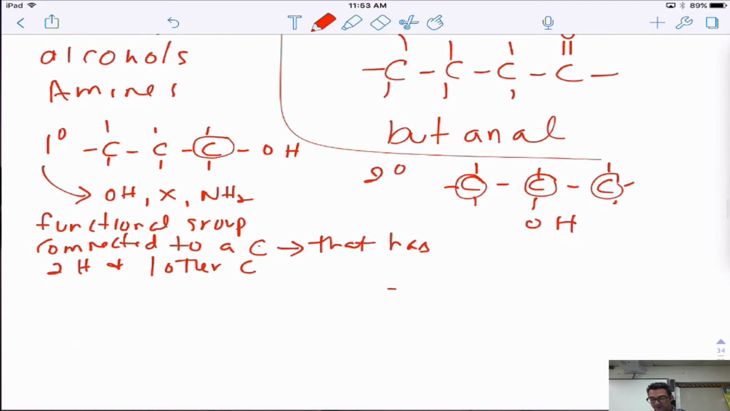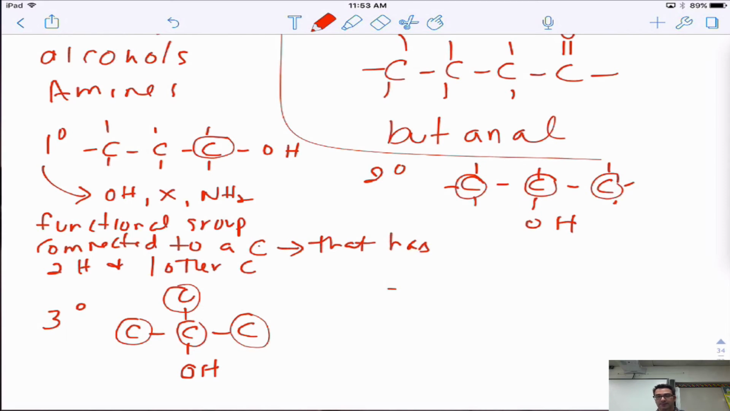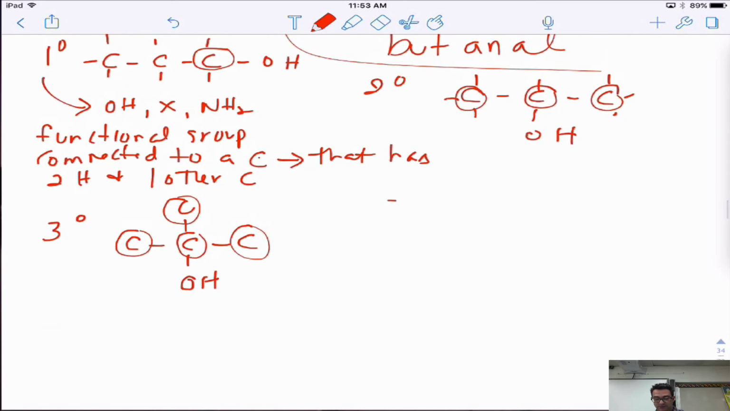And if we're tertiary, we would have that functional group attached to a carbon that is attached to 3 other carbons. So that's what they mean by primary, secondary, tertiary. Now, this is some basic stuff with the different types of functional groups.